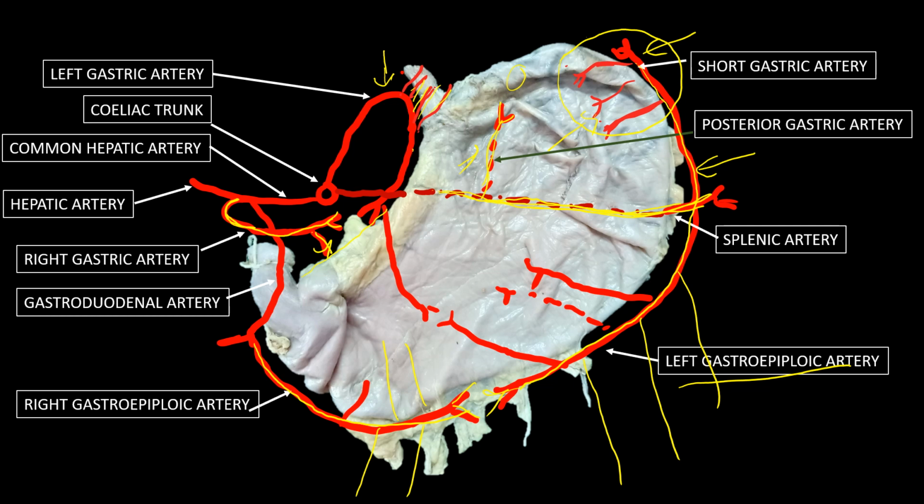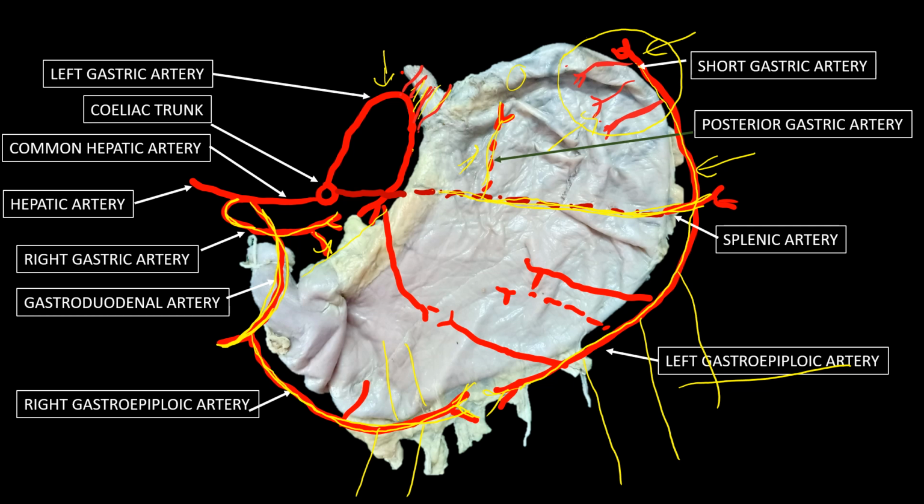Okay. Now, the right gastroepiploic artery is a branch of the gastroduodenal artery. The gastroduodenal artery runs behind the pyloric part of the stomach and it gives the right gastroepiploic artery. That right gastroepiploic artery anastomoses with the left gastroepiploic artery. So this is the arterial supply of the stomach.